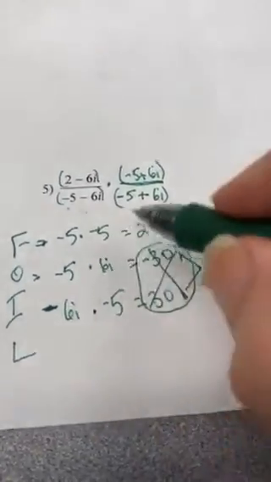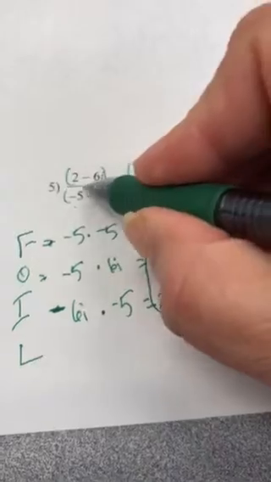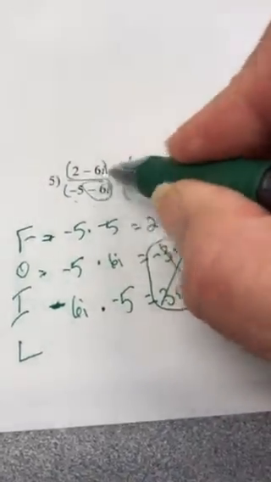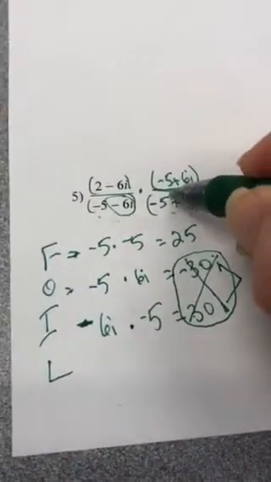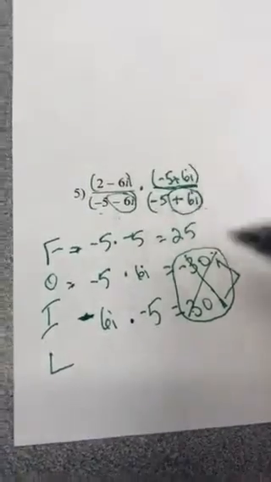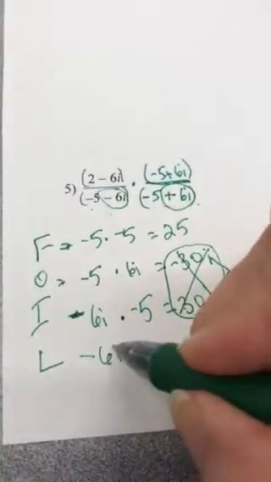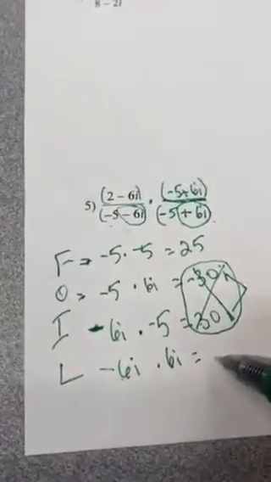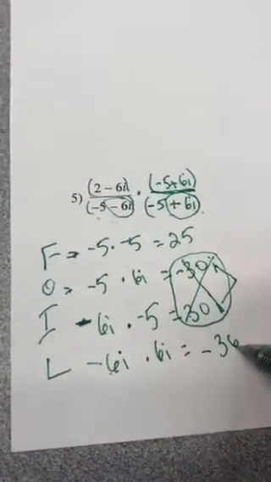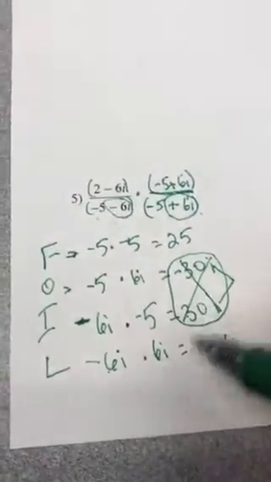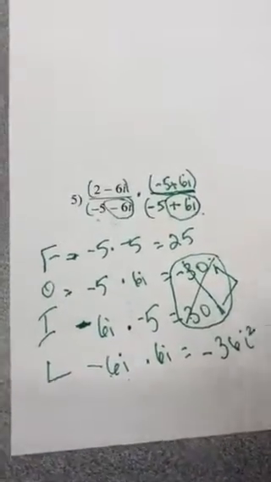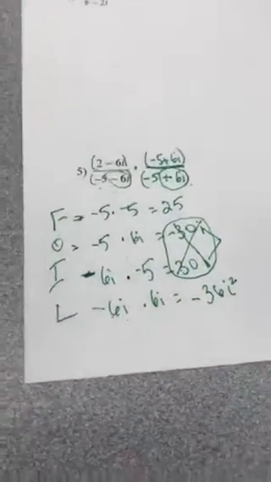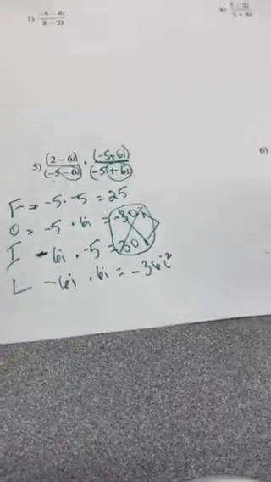Okay, so now we're going to do our last. Our last is the -6i, it's the last one in this pod, and the positive 6i is the last one in this pod, right? So we have -6i times 6i. We have -6 times 6 is -36. Yay, -36. We have i times i is i squared. Oh boy, guys, what happens when we have an i squared?